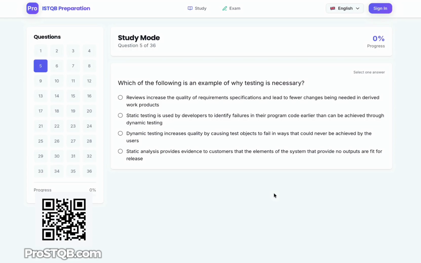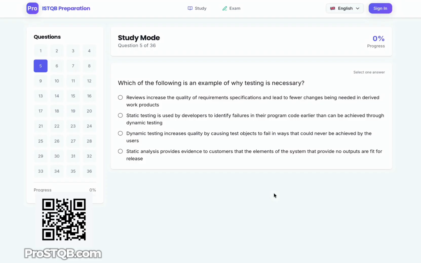Option C. Dynamic testing increases quality by causing failures that users could never produce. This sounds impressive, but think about the goal of testing. Yes, sometimes we intentionally push software into unusual situations. But if those failures can never happen in real life, spending lots of effort on them usually doesn't provide much value. So, this isn't the best explanation of why testing is necessary.